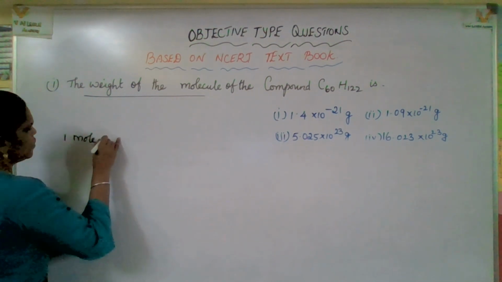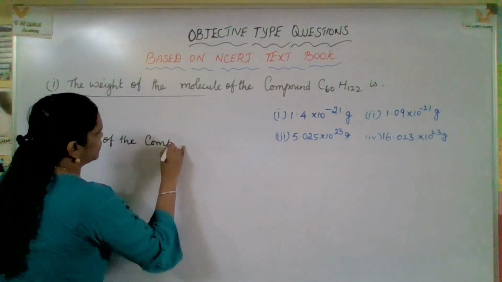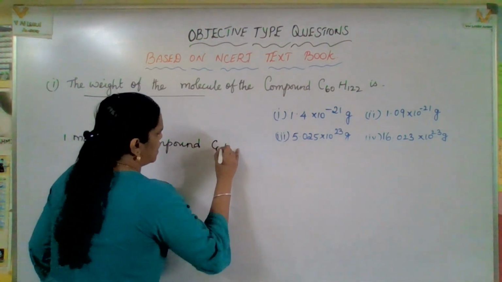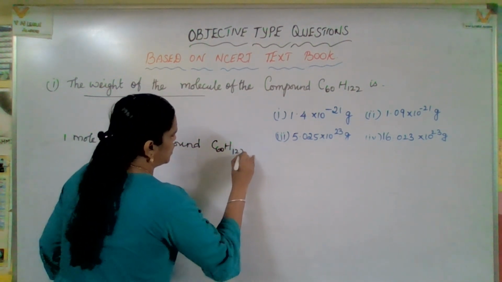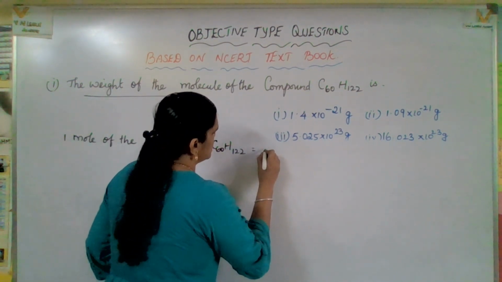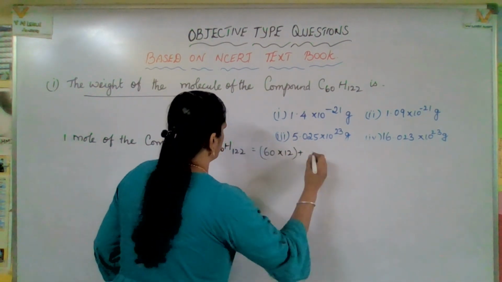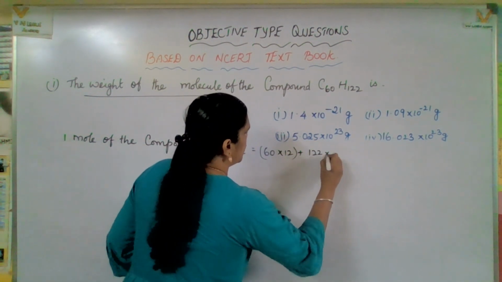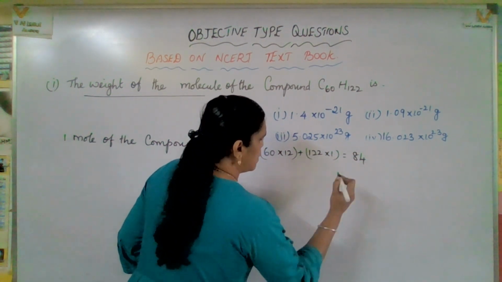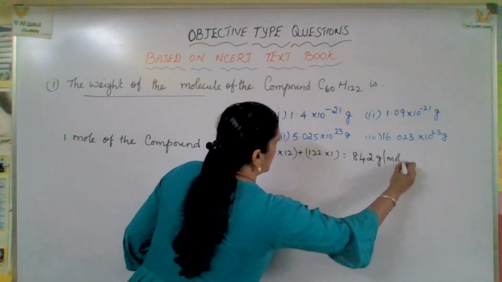1 mole of the compound C60H122, what is the molecular mass? Gram molecular mass is 60 into 12 plus 122 into 1. So automatically you will get 842 gram per mole. Right.